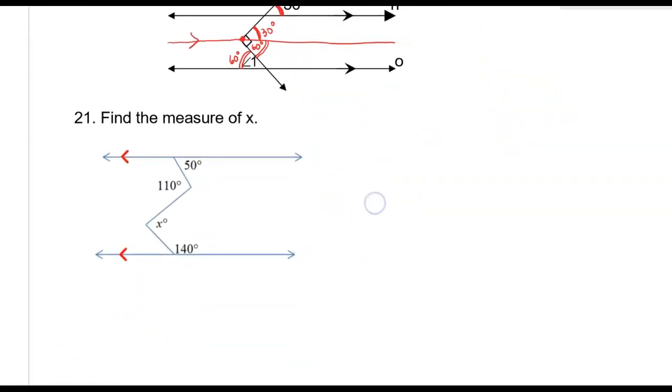Number 21. There's no difference between this one and the previous two questions, except that you need to draw two parallel lines. Draw a parallel line through this vertex and then one through this vertex. If you want to try this one on your own, pause the video and then turn it back on to check your answer.